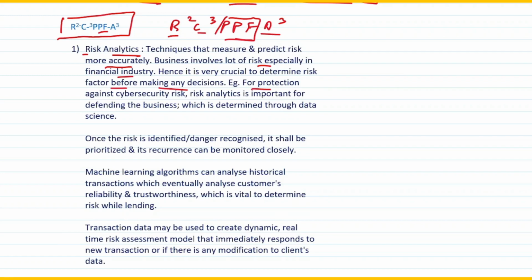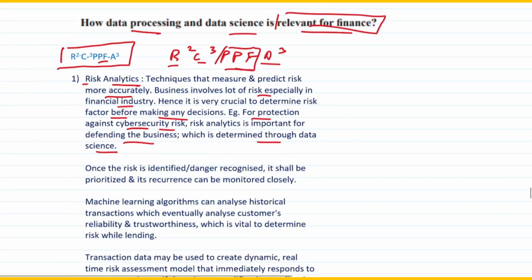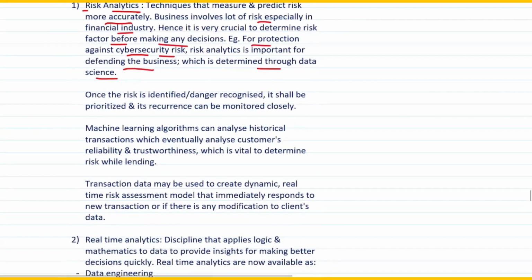For example, protection against cyber security risk. So there may be hacking of passwords or the systems, or people may hack various systems or software. So that is a cyber security risk that we carry. So for that, risk analytics has to be done, and that's the core part of data processing. Risk analytics is important for defending the business, that is to protect the business, which is determined through data science, right? Then moving on, once you use that risk analytics mechanism to identify the risk or the danger, it shall be prioritized and its recurrence can be monitored closely, right?